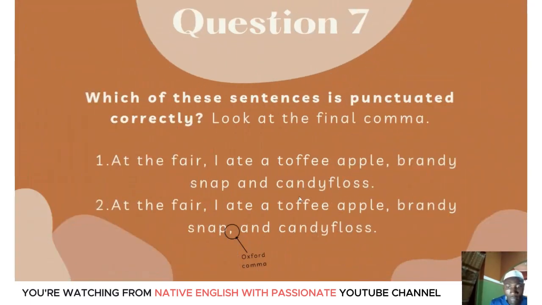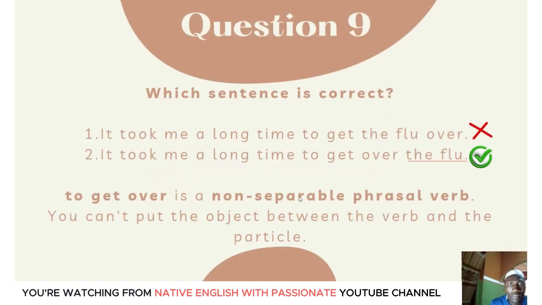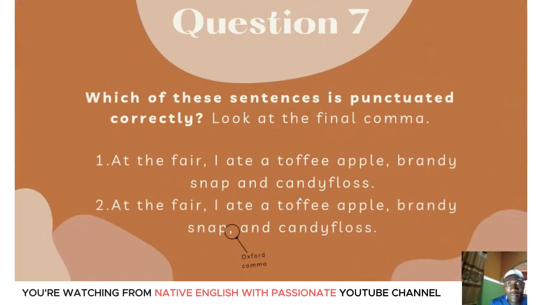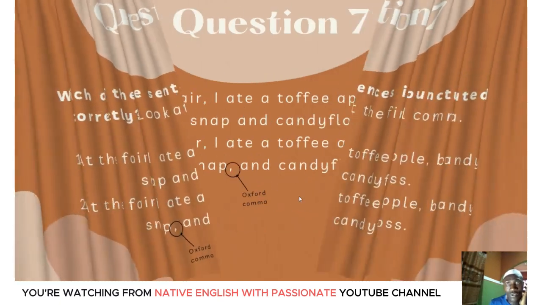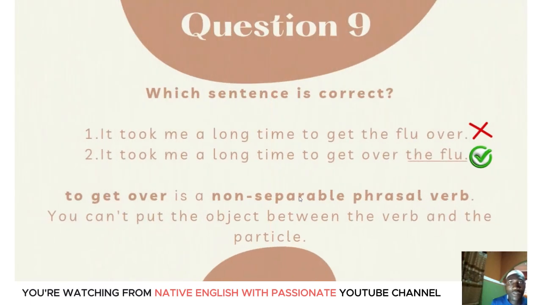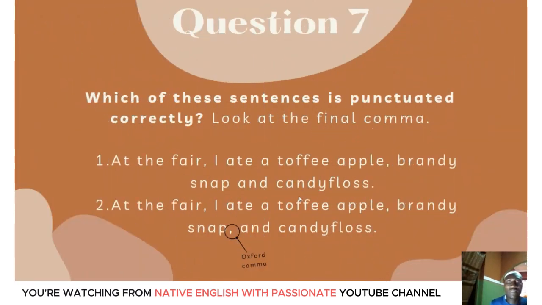Now, question, are we going back? This is question 9, and I'm still seeing question 7 again. So it's meant to be question 10. Yes, my apologies. So which of these sentences is punctuated correctly? At the fair, I ate a toffee apple, brandy snap, and candy floss. At the fair, I ate a toffee apple, brandy snap, and candy floss.